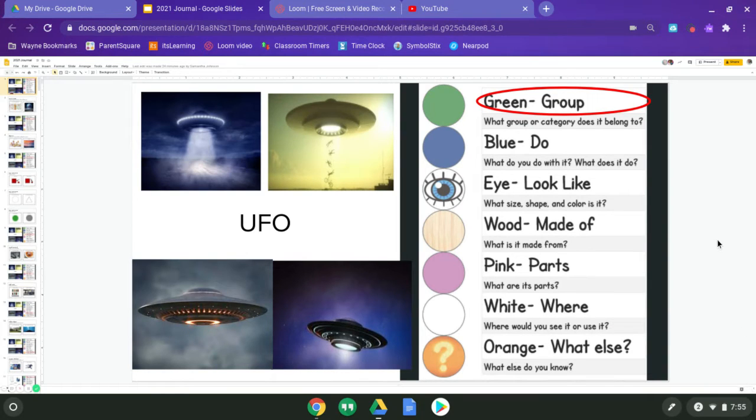We are getting ready to start our journal for Thursday. So today's journal is for the white group. If you are part of the white group, congrats, you are in the right spot. We're getting ready to start our journal for a UFO.